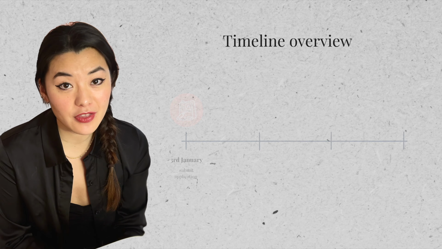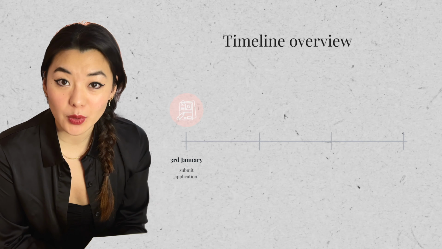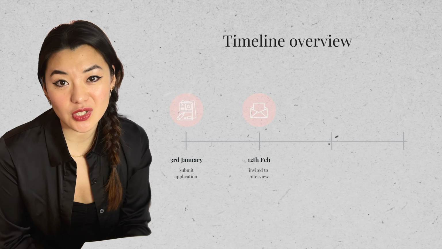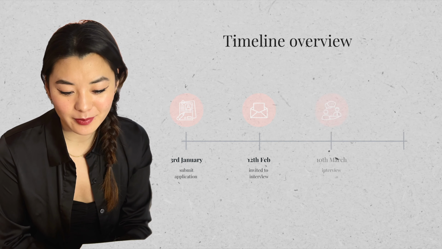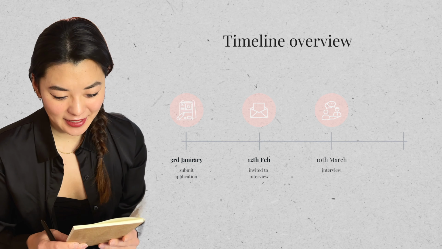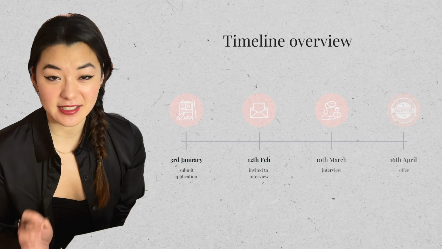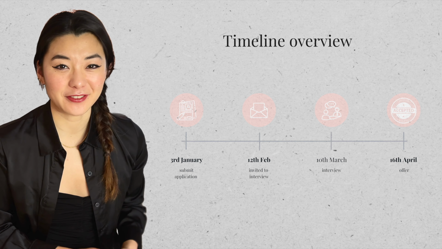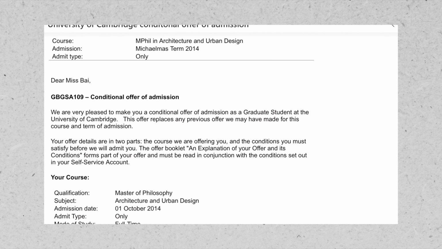So now let's talk a little bit about the process and the timeline, at least that I went through. I submitted my application on the 3rd of January, and on the 12th of February I was invited to an interview. On the 10th of March, I attended the interview. I didn't hear back for a while until the 16th of April. There was an email from Cambridge University. Yeah, that was a nice day. So this is the overview of the process and the timeline.